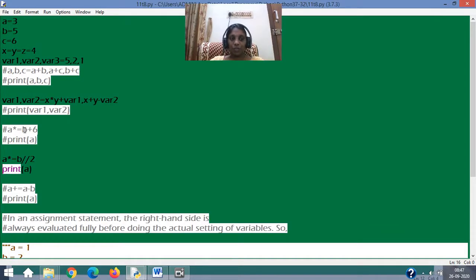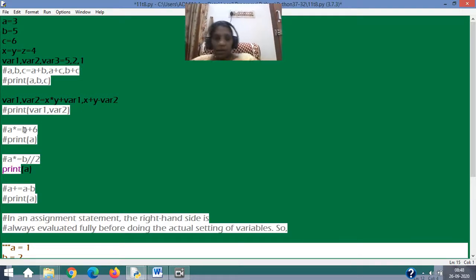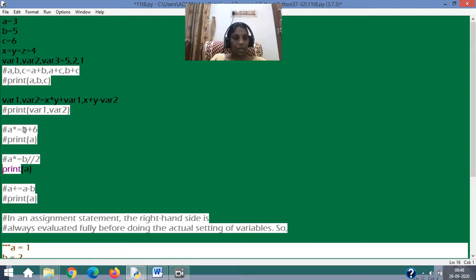Understood? So 3 into 2, 6. So A's value is getting changed here. This one is your shorthand notation where more than one operation is taking place. Now let's see the next one. I am using A itself, not changing that to any other variable, retaining A itself just to make sure that I can easily say the answer for this.